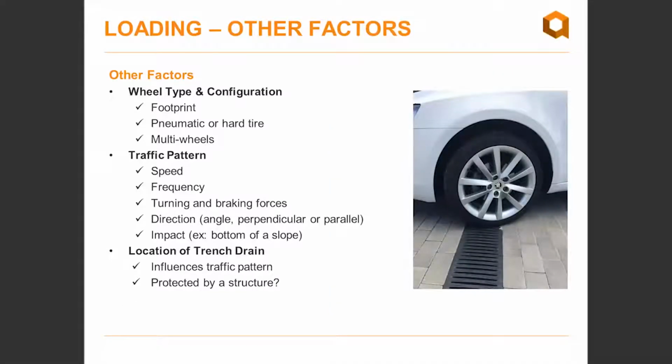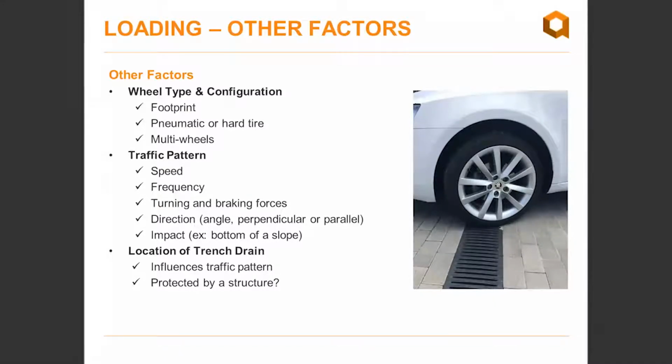Those other factors are, first, wheel type and configuration. Depending on the footprint, is the tire pneumatic or hard? Let's take, for example, a forklift: then the impact and the stress will be greater on the trench drain. Also, multiple wheels spread the load over multiple axles and wheels, which reduces the pressure. Then the traffic pattern, which includes the speed of the traffic and the frequency. Is there any turning and braking force over the trench drain? What is the direction of the traffic against the trench drain? Is it perpendicular, at a certain angle, or parallel?